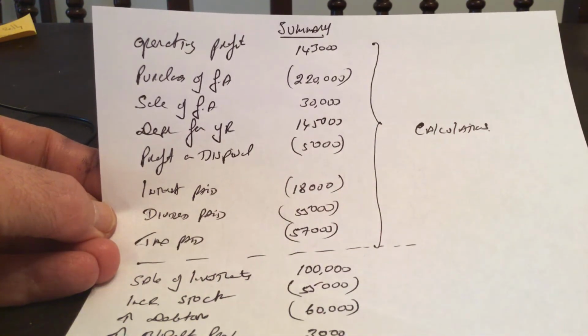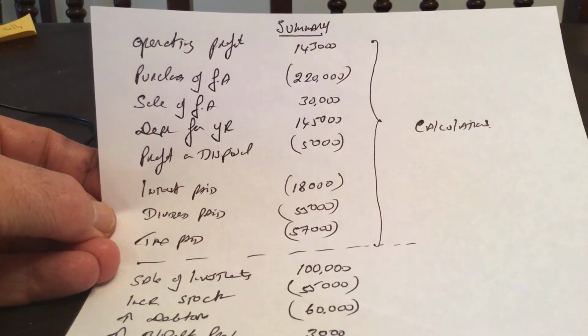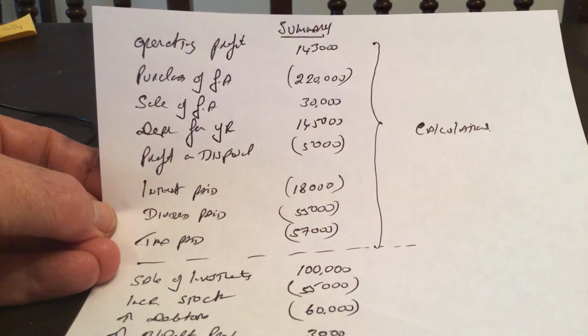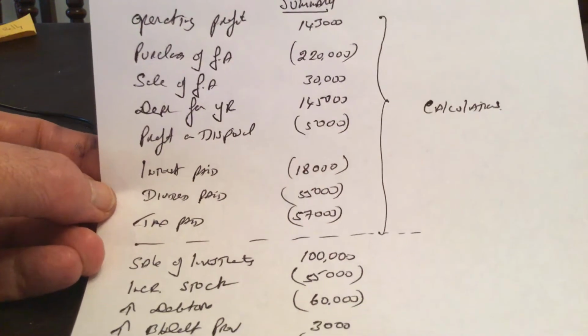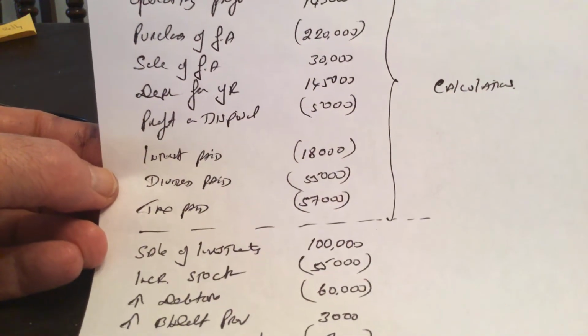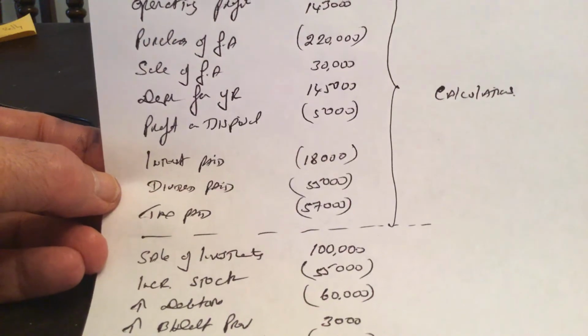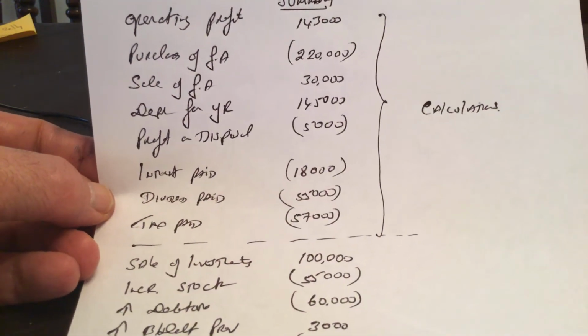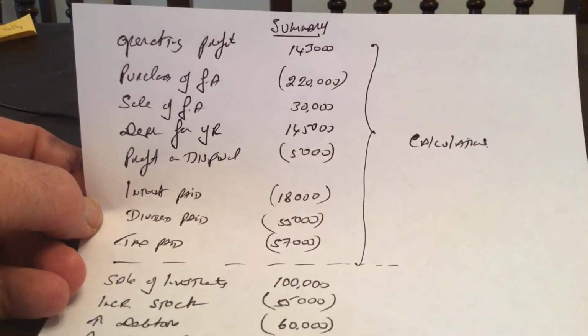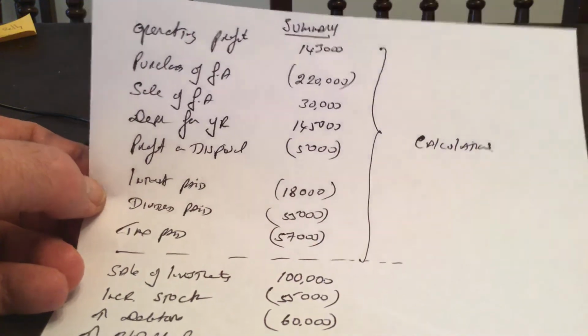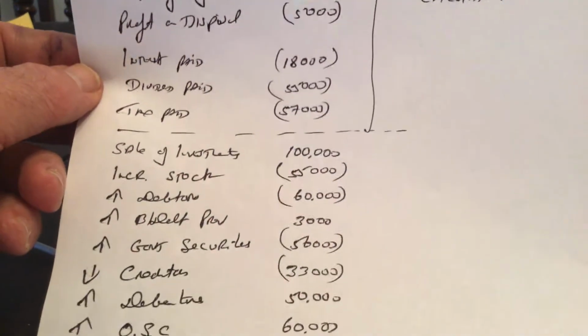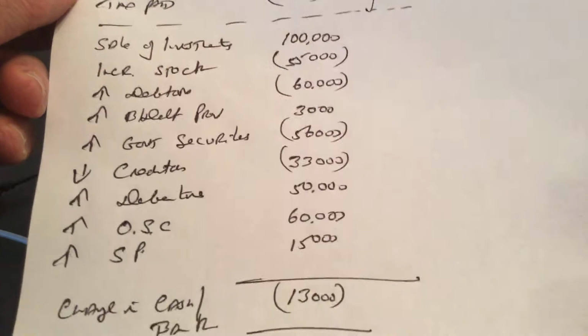My purchases of fixed assets, my sale of fixed assets, my depreciation, and my profit on disposal all come from my summary and fixed assets. And then I put in the interest, dividend, and taxation paid from my previous schedule. So they're all of the calculations that I have done. Everything else in the balance sheet are the differences, right?